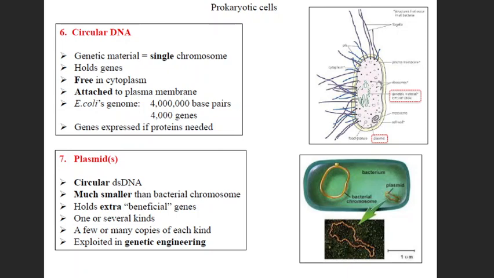Likewise, the Ti plasmid we know, tumor inducing, in the case of Agrobacterium tumefaciens. So that plasmid, if it has that gene, will help in nitrogen fixation. So plasmids are circular extrachromosomal DNA present in a bacterial cell. They are comparatively very small relative to the size of the bacterial chromosome, and hold extra beneficial genes for that cell. One or several kinds of plasmids can be present inside a cell.